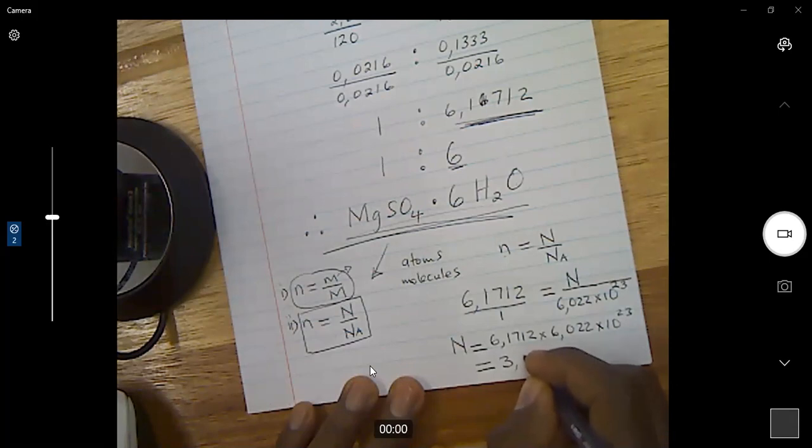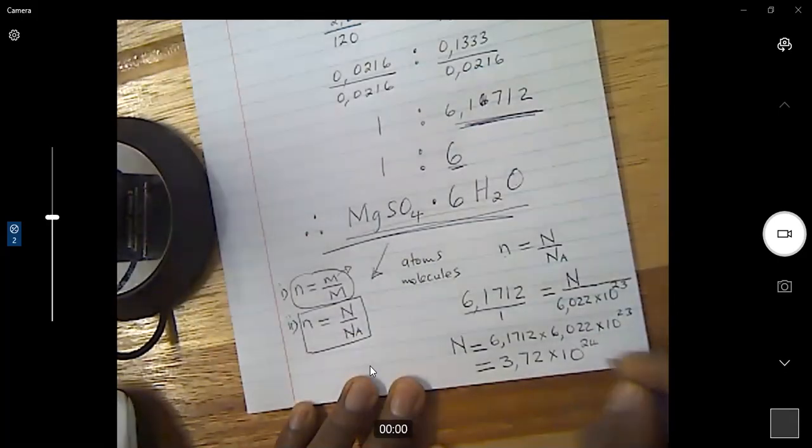3,716. Now I can round off, right? Because this is my final answer. We said 176.716, which makes it 72 times 10 to the power 24 molecules.